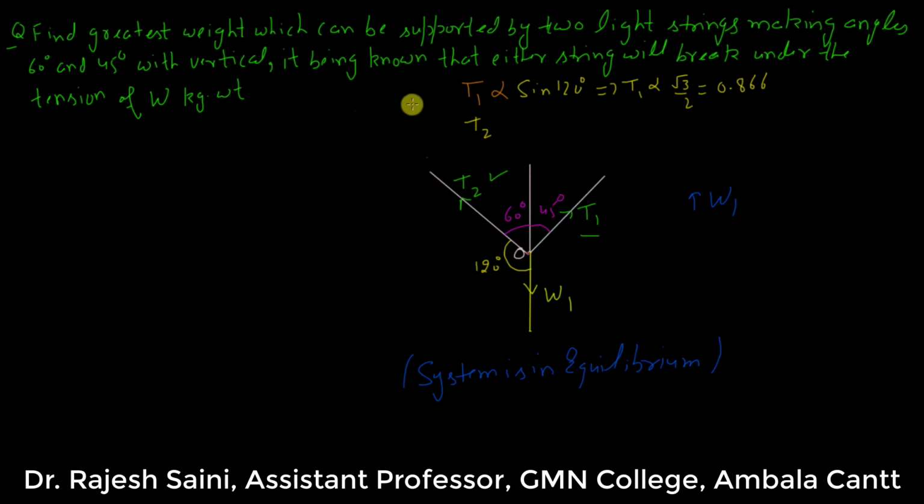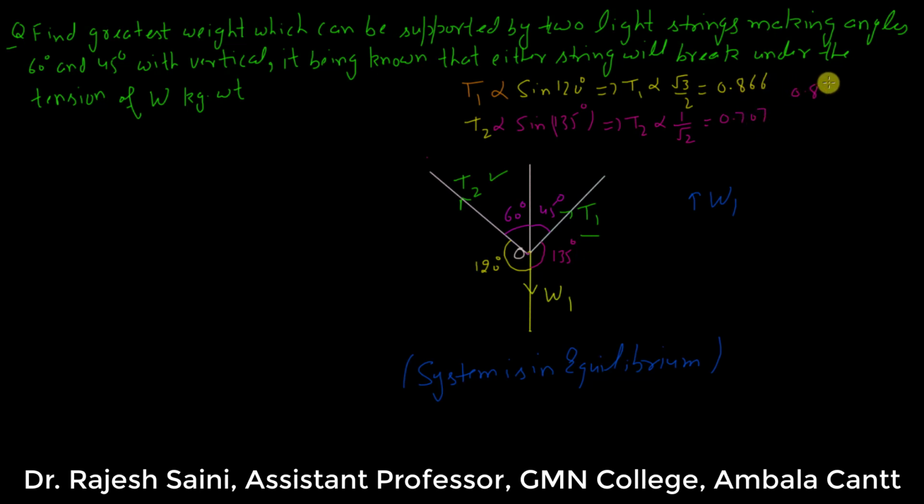Similarly, we find T2. T2 is also directly proportional to the sine of the angle between T1 and W1. Over a line 180 degree, 45 is gone, so we are left with 135 degree. So this angle is 135, and T2 is directly proportional to sine 135 degree. This implies that T2 is directly proportional to sine 135, which is sine 45. Sine 45 is 1 by root 2, and this is equal to 0.707. Now among these, which one is greater, 0.866 or 0.707?